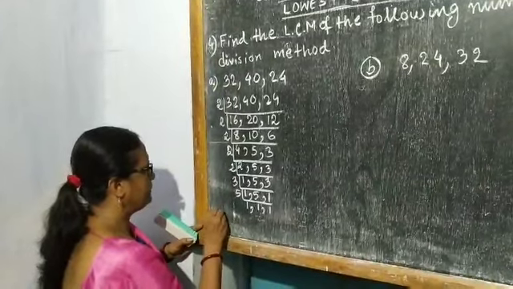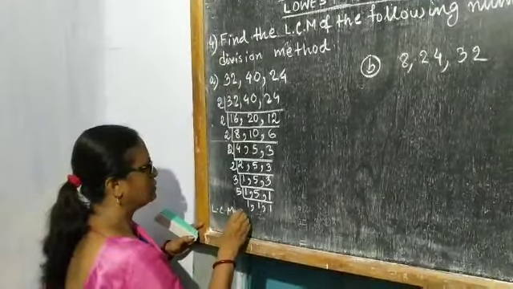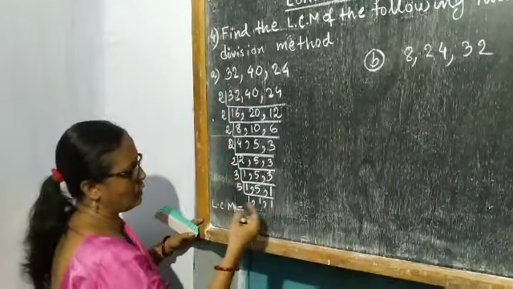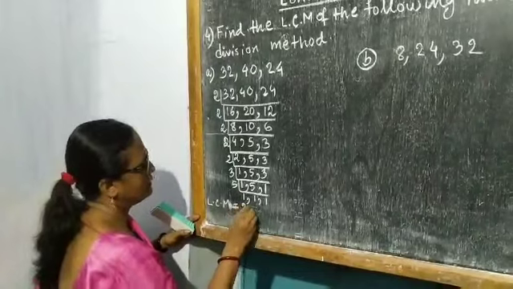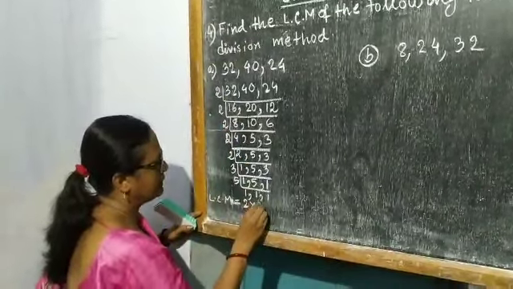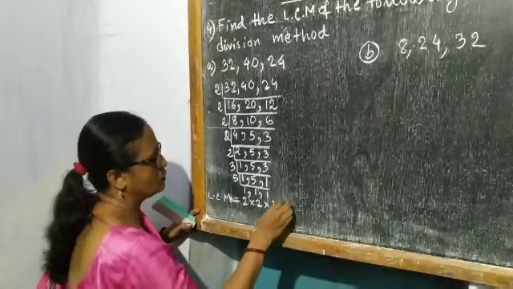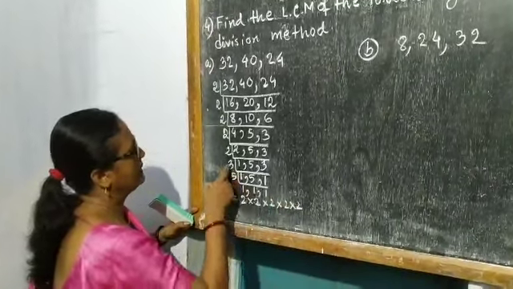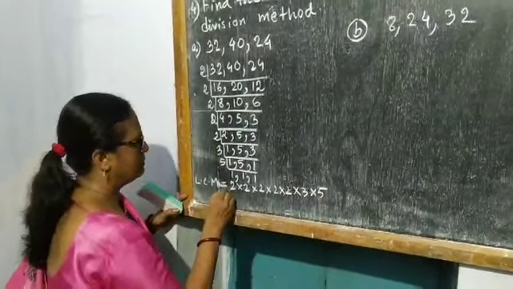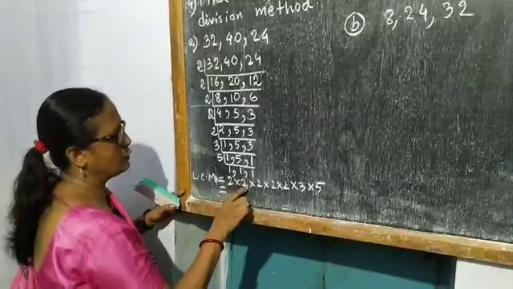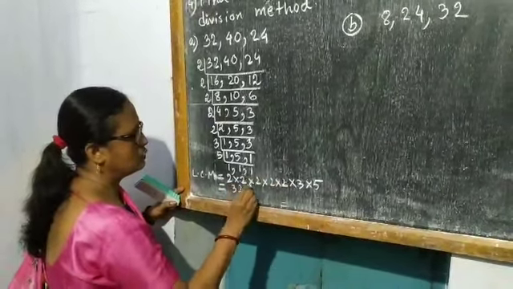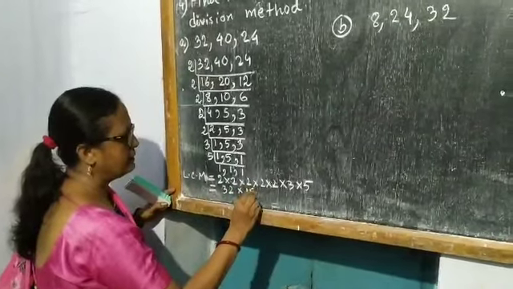So LCM is equal to the product of the prime factors, because 2, 3, 5 all are prime numbers. There are 5 twos: 2 into 2 into 2 into 2 into 2. How many 3's? 1. How many 5's? 1. Now multiply them. 2 2's are 4, 4 2's are 8, 8 2's are 16, 16 2's are 32. So 32 into 3 5's are 15.